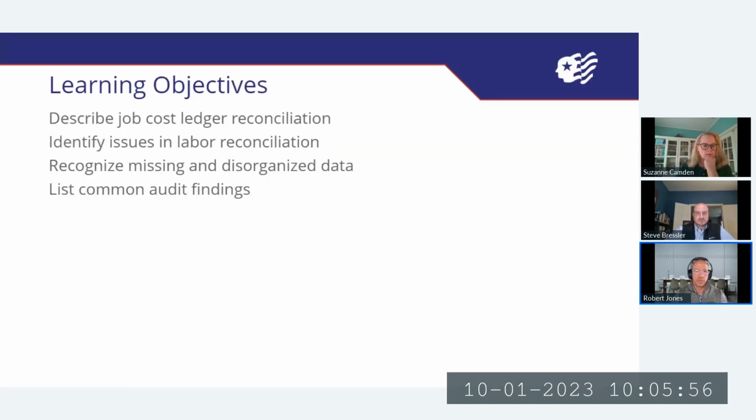Our learning objectives for today: at the end of our time together, you should be able to describe the job cost ledger reconciliation, identify issues in labor reconciliation, recognize missing and disorganized data, and list common audit findings.